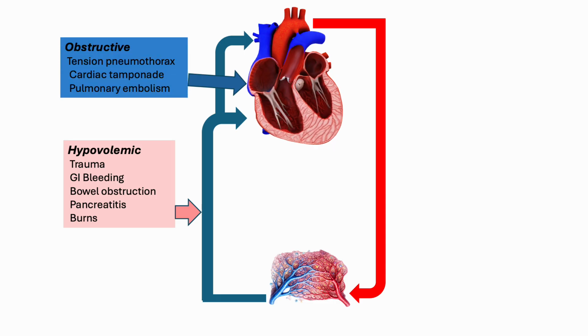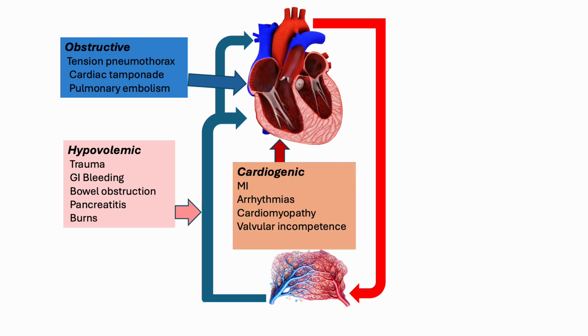Impedance on the venous return leads to obstructive type of shock due to tension pneumothorax, cardiac tamponade, or pulmonary embolism. In cardiogenic shock, the pump is directly affected either by myocardial infarction, arrhythmias, or other causes, while peripheral vasodilation results in distributive type of shock as in septic shock, neurogenic, and anaphylactic shock.